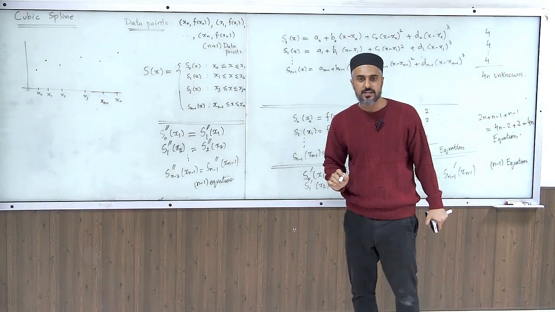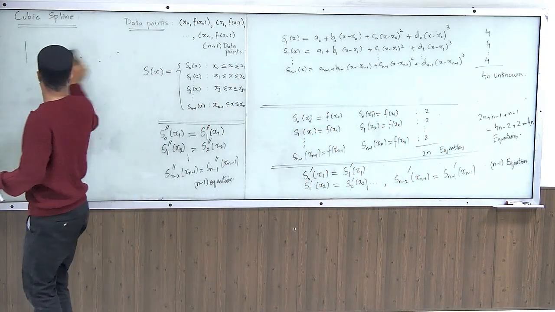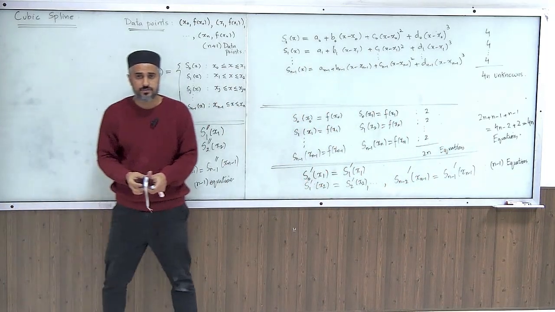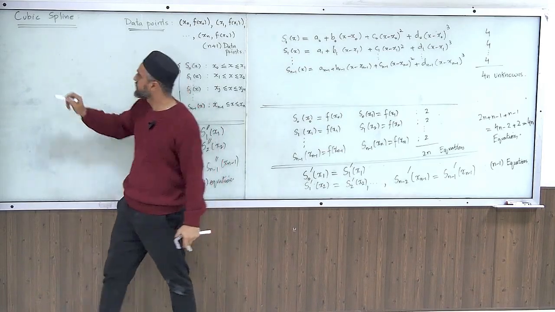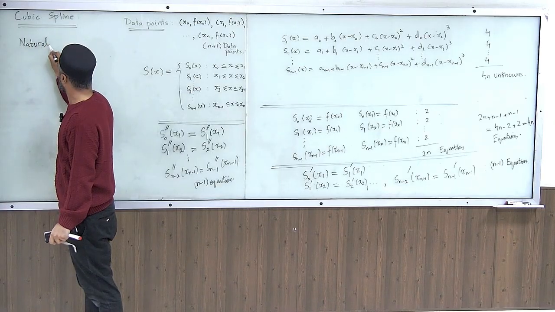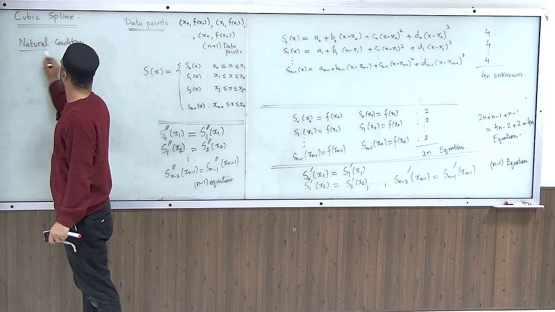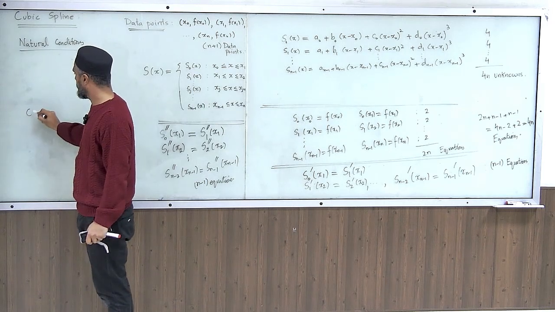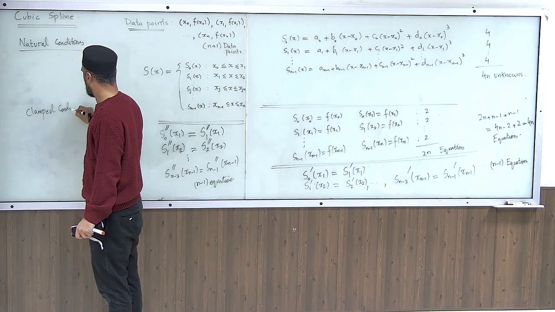So what conditions are we going to impose at the endpoints? There are many options, but the mostly used options are called natural conditions and clamped conditions.